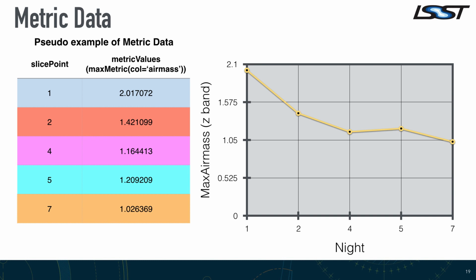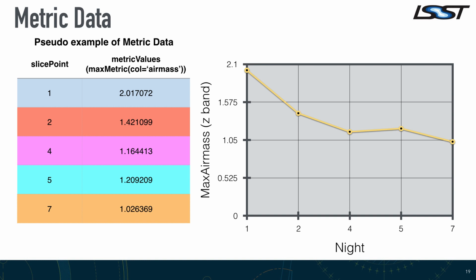And then what MAF does, this isn't an actual MAF plot. This is still something that I just made up within the slide, is that it would plot those exact things. You'd have by night on the x-axis, and then you'd be plotting the max air mass in the z-band, remember, because that was the SQL constraint that we applied at the very beginning, and this is what you would get.